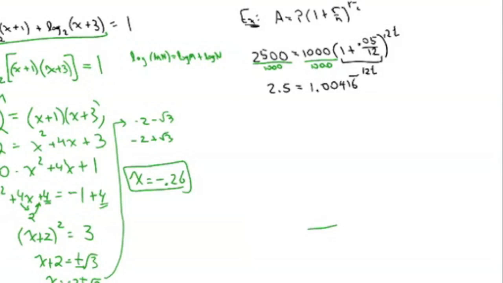I have a number raised to a power. What's the base in this equation? 1.0044. So how am I going to bring the exponent down so that I can work with it? Because I can't work with it up high. I need it down as a normal algebraic variable. So what thing can I use to bring it down?